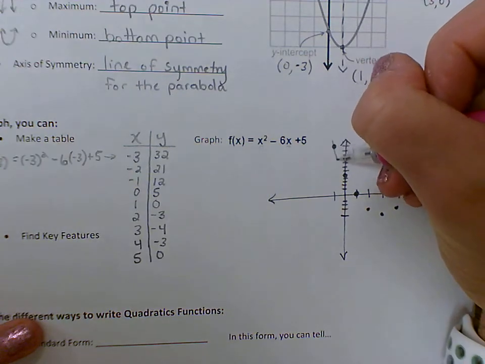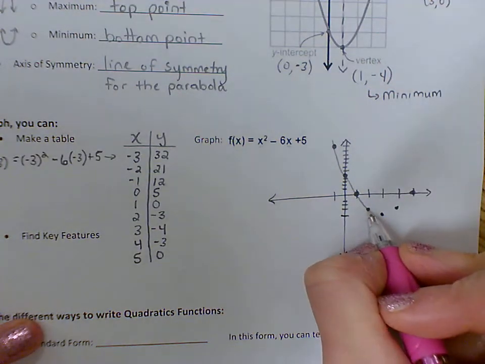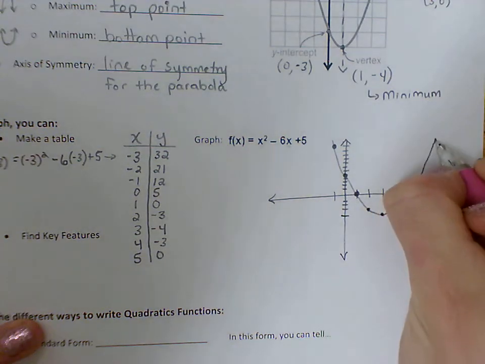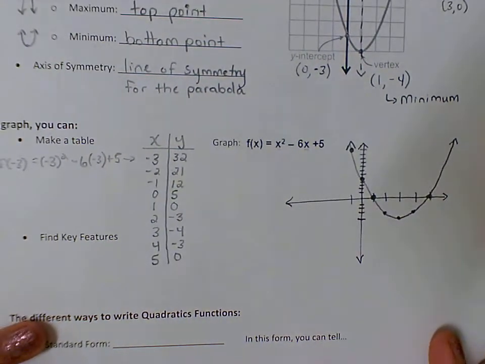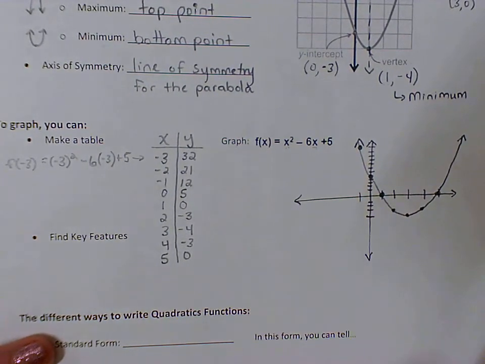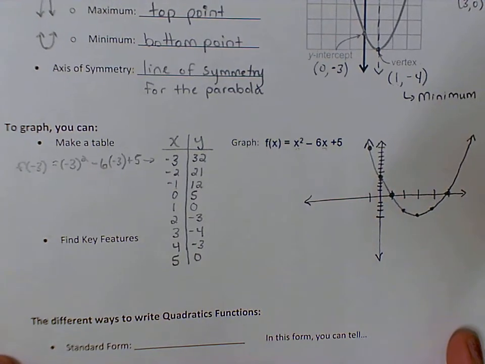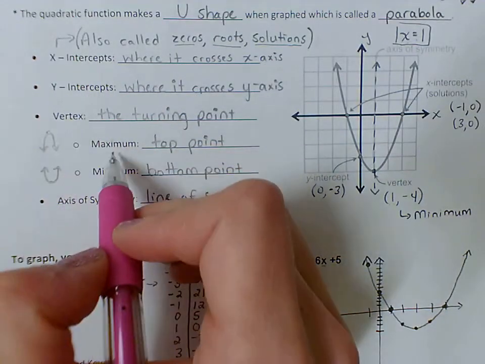So I can draw my U shape that goes through them. Once you see the U forming with your points, you can draw it, and there you go. So there is your graph of that quadratic function. Okay, from here, it's going to ask you to find the key features. So we're going to go through and find these key features of my graph.